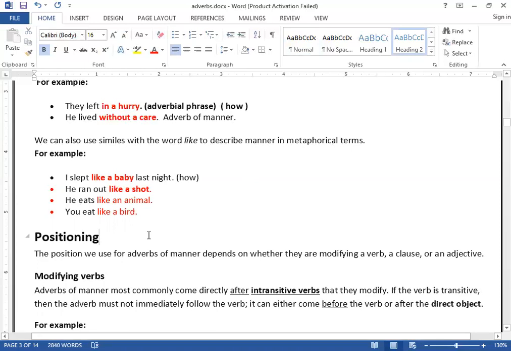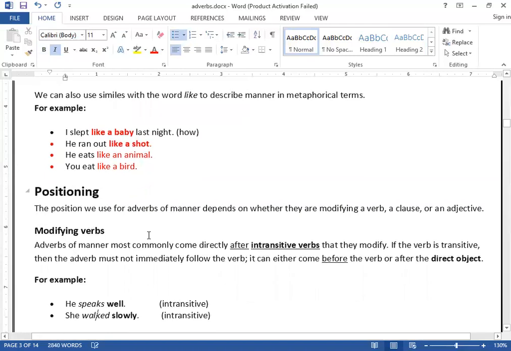Now we want to move to the next type, that is called positions. Clear? What are the places where we can use adverbs of manner? We studied the definition of adverb. Clear? That it can be one word and it can be used as an adverbial phrase. Now we want to talk about positions. In a sentence, what are the places where we can use adverbs? Let's talk about the positions. The position we use for an adverb of manner depends on whether they are modifying a verb, an adverb, or an adjective.